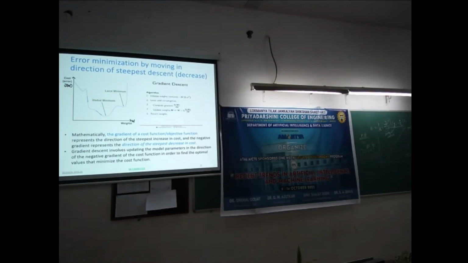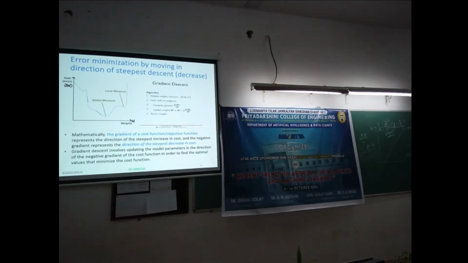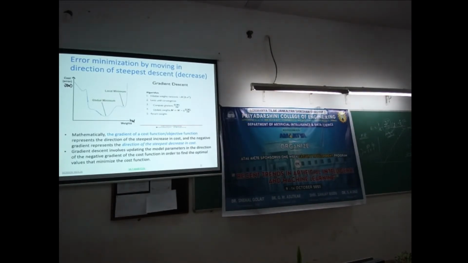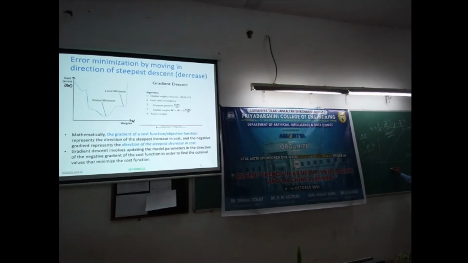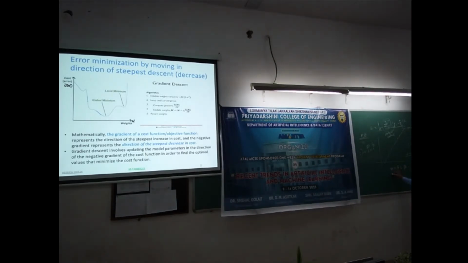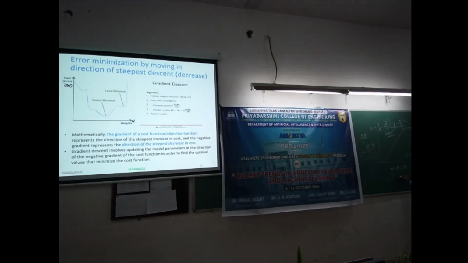So basically, if you see the graph on the left, it shows error minimization by moving in the direction of the steepest descent. Now you can see the graph on the right-hand side, where there are the weights. This W is called a weight vector. In some books it is written as theta, in some books as beta. So W is what? It is W0 as one parameter, W1, W2 and so on.